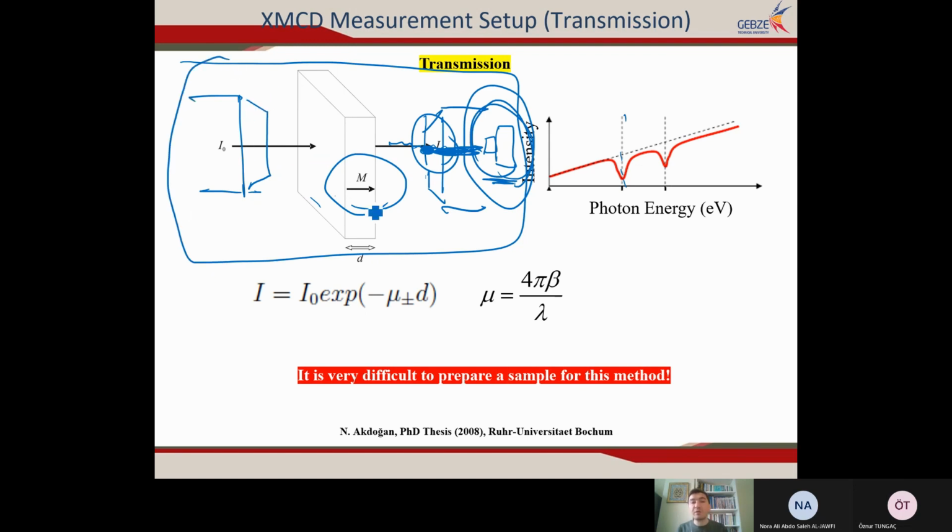And another important thing here in transmission experiments, look at the material. We are talking about thickness. This thickness is very small. We are talking about a few microns, okay? Otherwise, X-rays cannot pass through this material if it is thicker. Then you have to prepare very thin samples for this transmission method, okay?